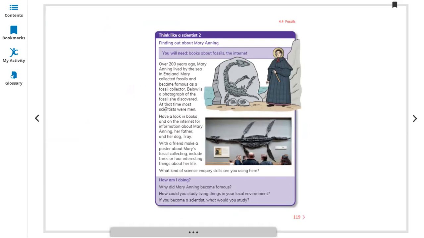At the time, most scientists were men. Have a look in books and on the internet for information about Mary Anning, her father, and her dog Tray. With a friend, make a poster about Mary's fossil collecting. Include 3 or 4 interesting things about her life.